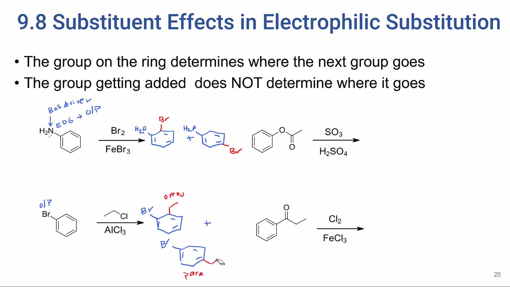Here we have lone pairs on that oxygen. This is not an electron withdrawing group. This is an electron donating group because the atom that's immediately bonded to the benzene has the lone pair, so that's electron donating. So we'll get ortho and para. Here is our para product.